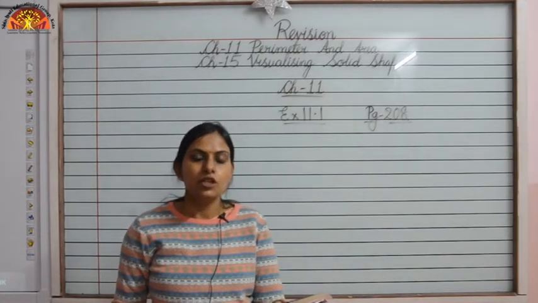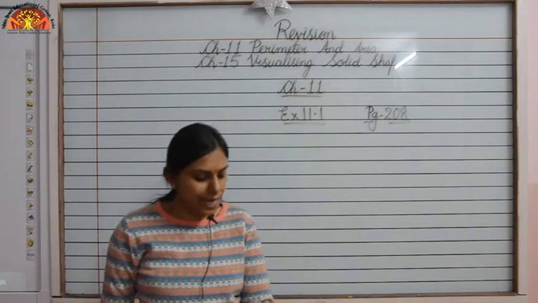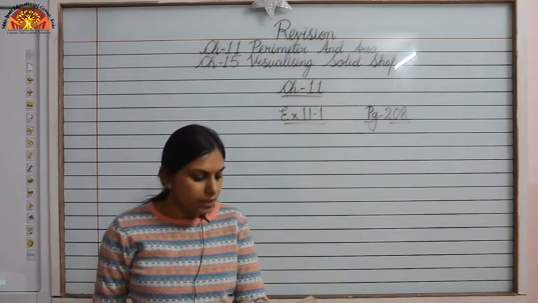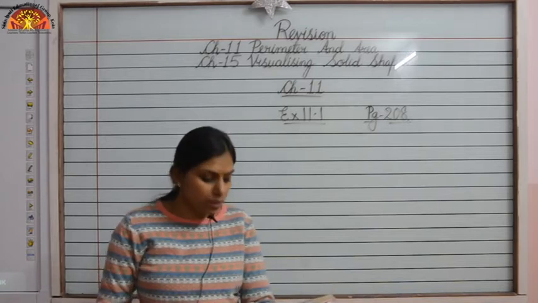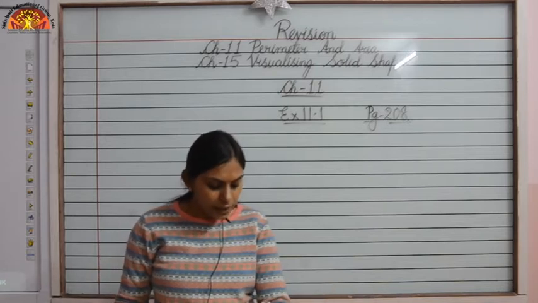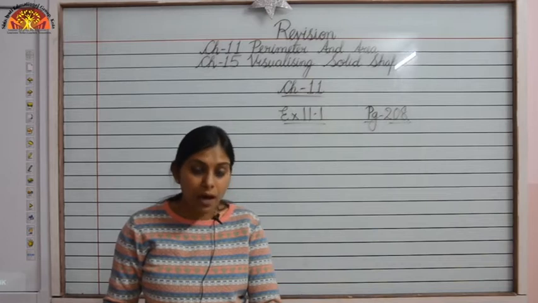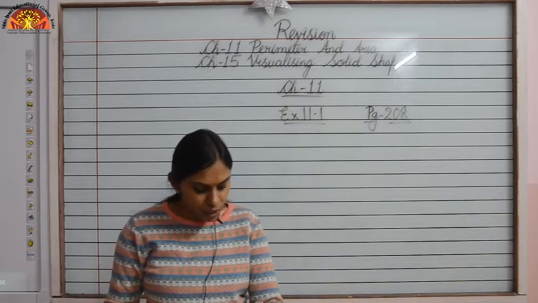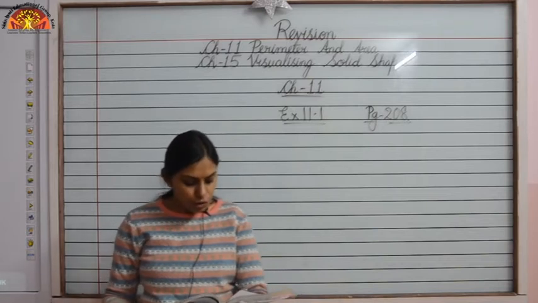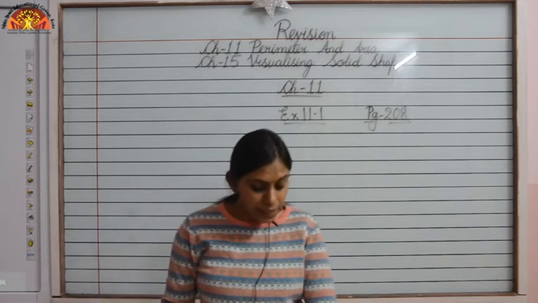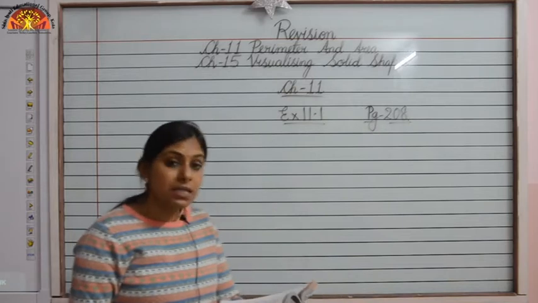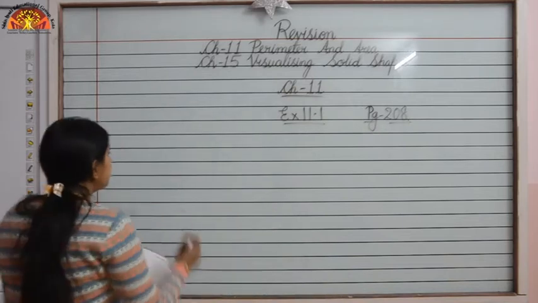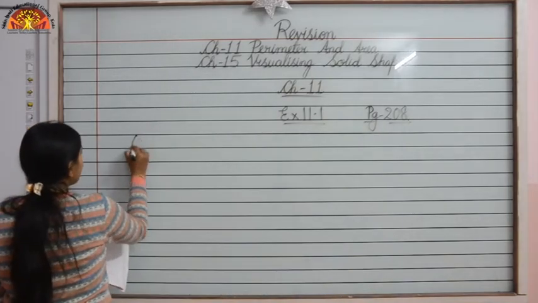So now children, we are starting with exercise 11.1, that is on page number 208. Just see question number 2. Find the area of a square park whose perimeter is 320 meters. So children, you have to find the area of a square park, and the perimeter is given to you. So we'll apply the formula that we have studied. It is question number 2.